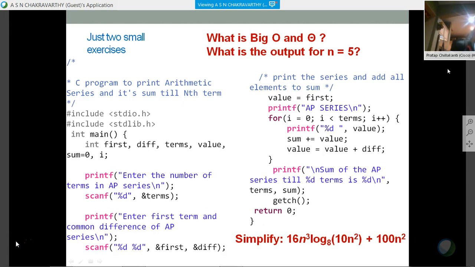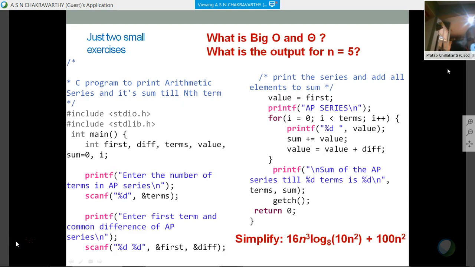Okay? Now, second question, simplify 16n cube log 8. I don't know why they put log of 8 there. Don't ask me why, I copy pasted it from somewhere. But if you simplify, our logic was, we should see what is the fastest growing term, and other terms which do not grow as fast as the fastest, we eliminate. So you can eliminate the n squared term, 100n squared. Then you can only deal with n cube, 16n cube log of 10n squared.